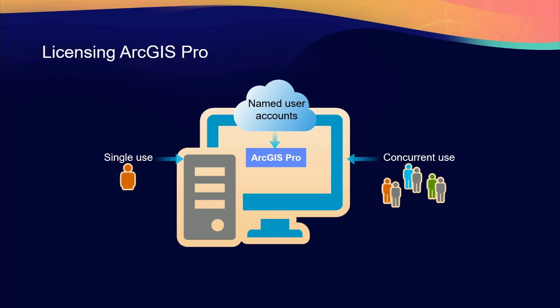Another option that is used many of the times in larger organizations and agencies is going to be the concurrent use, meaning that folks will be able to think of checking out a license, access ArcGIS Pro, as long as they are on that network within their agency.